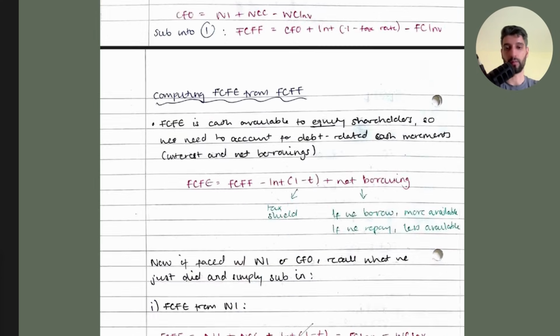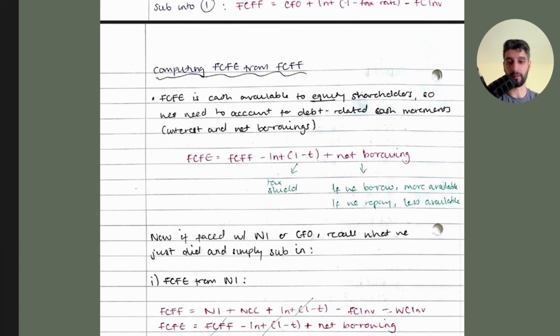Now, as we go further down, we'll look at how to compute free cash flow to equity from free cash flow to the firm. Recalling the first thing we identified in the notes, free cash flow to the firm was cash available to all capital providers, whereas free cash flow to equity is cash available to equity shareholders only. So we do need to account now for debt-related cash movements, and that is essentially interest and net borrowings.